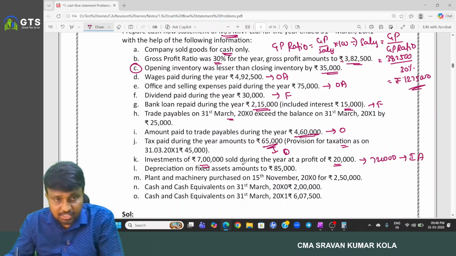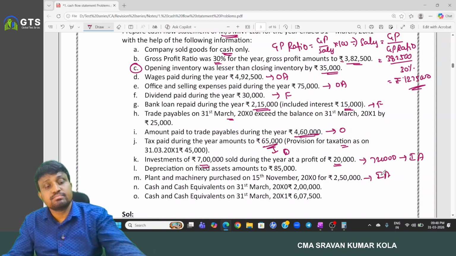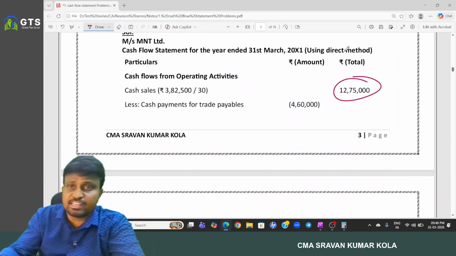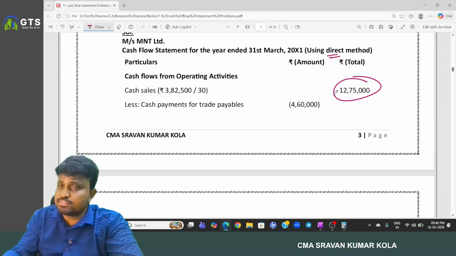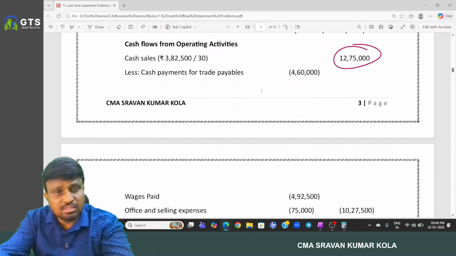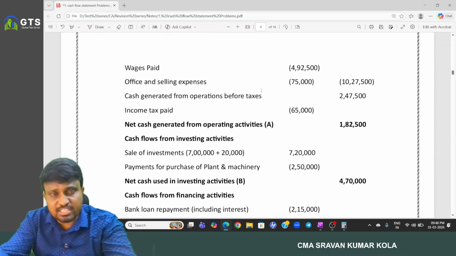Depreciation is a non-cash transaction. Plant and machinery purchased is an investing activity. Then we see which method we followed. They follow the direct method. So cash sales, and we computed the cash payment to the creditor, and we consider wages paid, office and selling expenses, and minus tax paid.